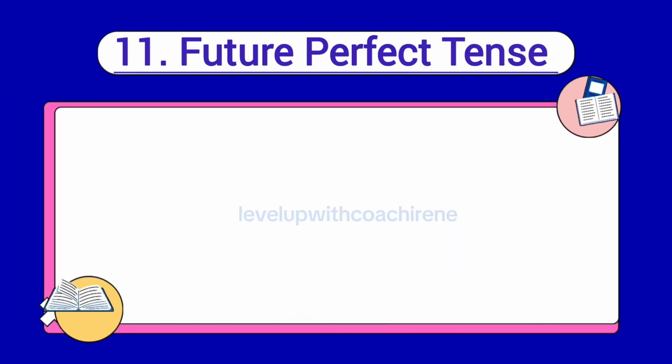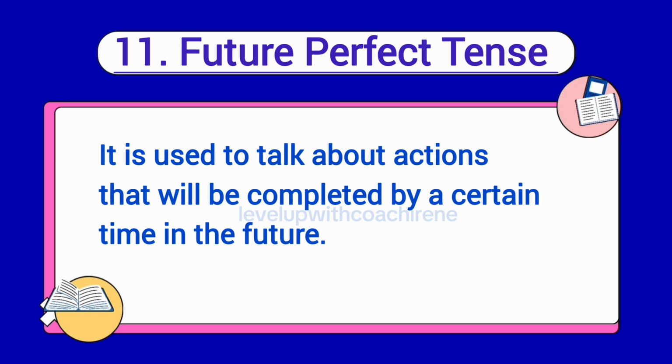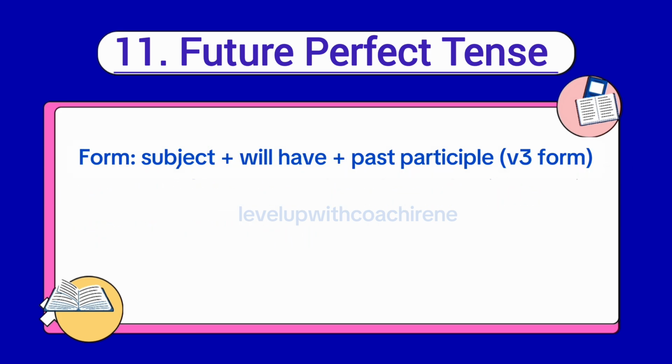Moving on, let's look at future perfect tense. It is used to talk about actions that will be completed by a certain time in the future. It emphasizes the completion of an action before a specific future moment. It is formed with the subject plus will have plus past participle or the V3 form of the verb.